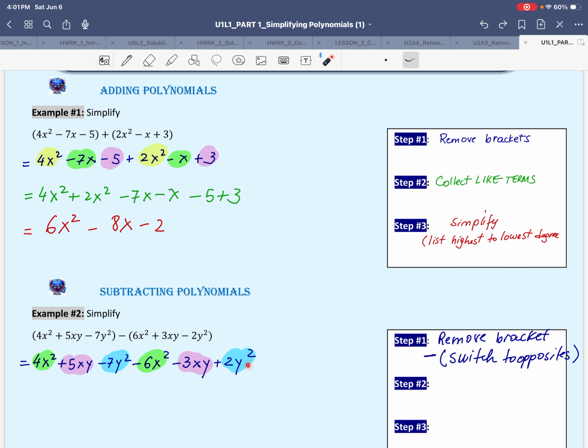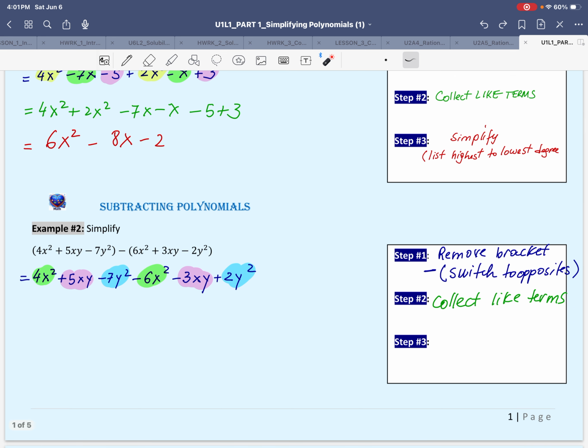Now, in the meantime, I highlighted the like terms. So we have 4x squared and negative 6x squared. So I'm going to group them and we'll bring them close to each other now. And 5xy and negative 3xy are like terms, and negative 7y squared and 2y squared are like terms. So we're going to rewrite the expression with all the like terms grouped. And then the last step will simplify. So again, we have positive 4x squared and negative 6x squared. So in total, we have negative 2x squared.